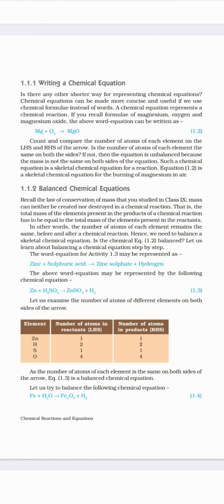Or if we see separately, sulfur is 1 on the right hand side also, and oxygen is 4 here also. That is, in this equation all the atoms are equal on both sides of the arrow. Hence this equation is balanced, and we can say this reaction is a balanced chemical equation. This chemical reaction is balanced.